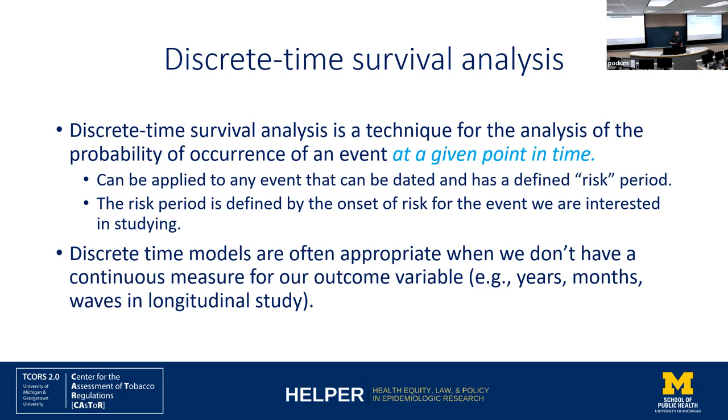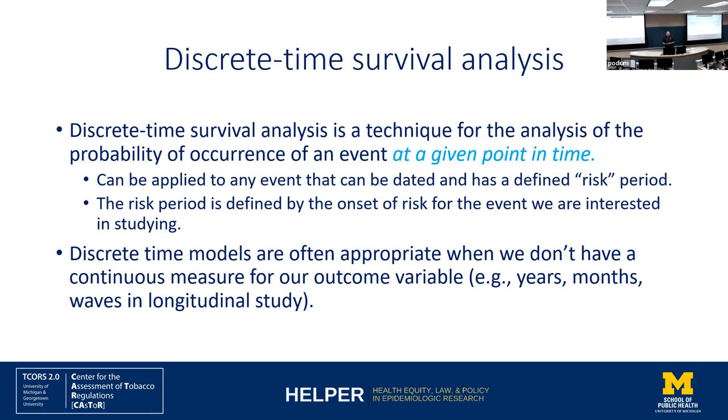It can be applied to any event that can be dated and has a defined risk period. A lot of models that we estimate with PATH data, the onset of the risk period is actually the wave of follow-up, right? So if we're looking at smoking cessation, people will start smoking at very different points and times in their lives. They're very different ages in the PATH data set. But we start tracking their cessation behavior once we have longitudinal data. So in some ways, the risk set becomes smokers at baseline predicting cessation at follow-up, right? That's how we're defining risk.